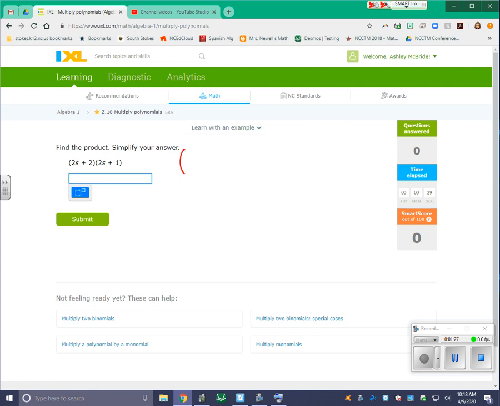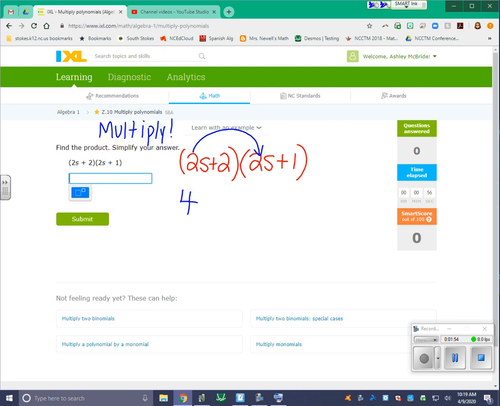It says find the product. Simplify your answer. Product means multiply, so you have your problem. This is when we just did the lobsters, where we distribute. So 2s and 2s. And what are we doing? There's no add sign, there's no subtraction sign, there's no sign at all. We are multiplying. So 2 times 2 is 4. S times s. Remember, s times s is s to the second power. There's one s and one s, and we end up with 2. So this is 4s to the second.